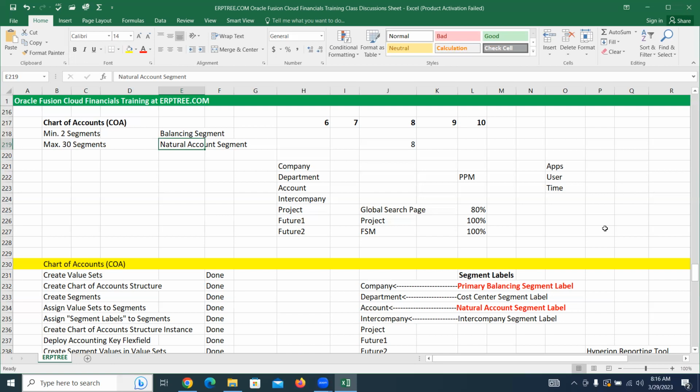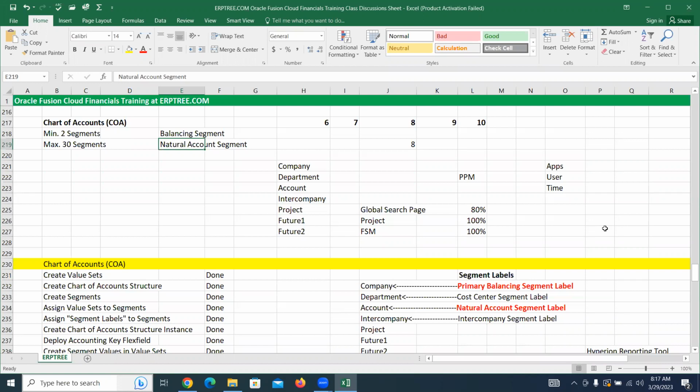To which segment we are assigning the balancing segment label, that segment is the balancing segment. To which segment we assign the natural account segment label, that segment is the natural account segment. 100% we assign the natural account segment label to account. 99% we assign the primary balancing segment label to company.